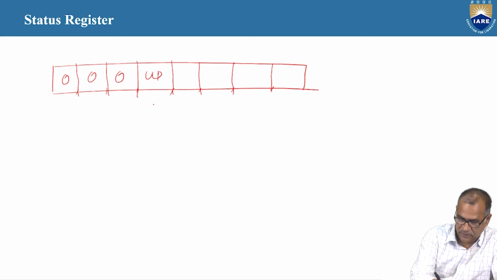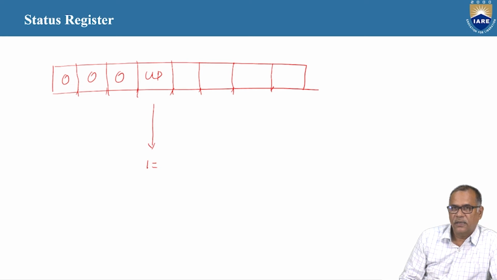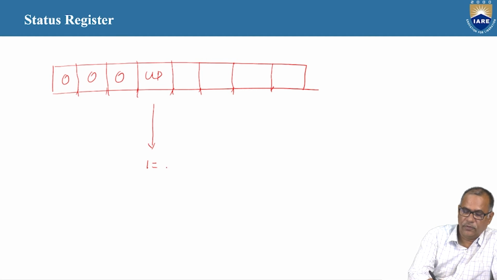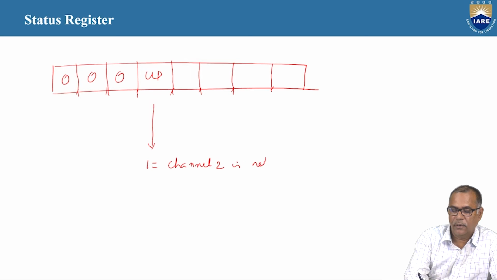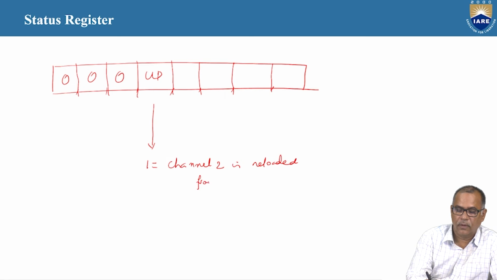If it is equal to 1, it means that channel 2 is reloaded from channel 3. So if you put this as 1, that means that channel 2 is reloaded from channel 3.